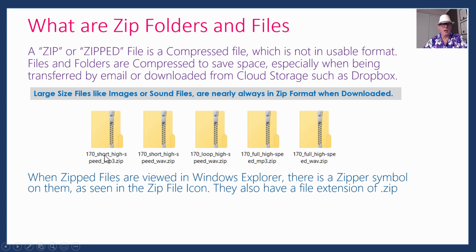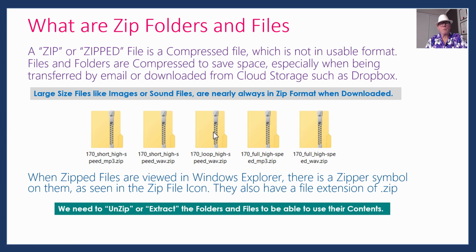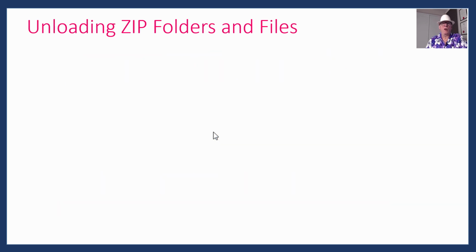So these were some sound files we downloaded from a site because we're going to use those in a video project for a photo thing we were doing. They all came as zips, the WAV files, the sound files of the music, and then we need to know how to get those unzipped and open them up so we can actually use them. So we need to unzip or extract these folders so that we can use their contents.